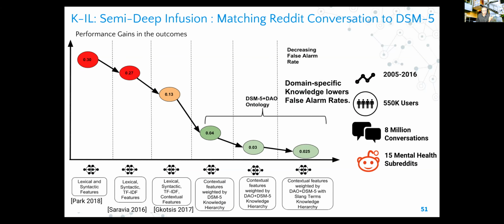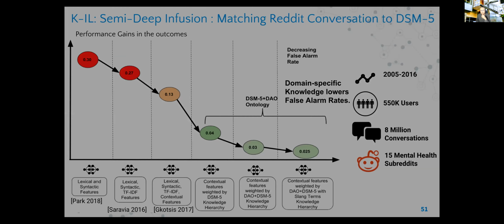On the left-hand side, the false alarm rate is 0.3 with just the use of lexical and syntactic features. Then you add more features, TF-IDF, word2vec. Then you add contextual features. Then you add DSM-5. You can see a big jump from 0.13 to 0.04. Then you add drug abuse ontology, which is somewhat of an improvement, already very good. And then you add slang terms and other things and still get a little bit more improvement. So you can see how you can improve that. I do not think that this kind of improvement will come just by throwing more data at the problem.